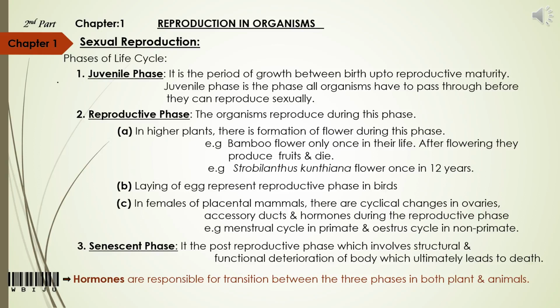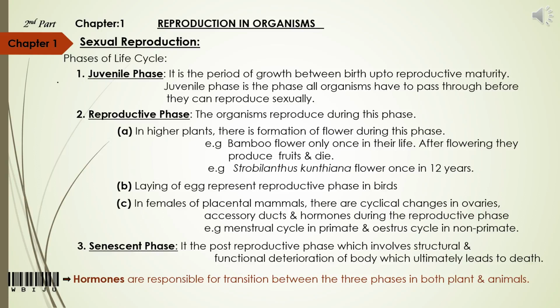Okay, so in this class we will discuss sexual reproduction. When we come to sexual reproduction, we know that in this type of reproduction, two parents are involved, gamete formation is necessary, and variation is also created. This we have discussed in previous class.